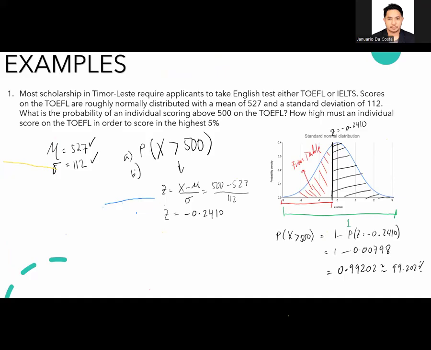99.202%. So to answer the question, what is the probability of an individual scoring above 500 on TOEFL? 99% probability, or 0.99. That's very, very likely that somebody will score above 500. So that's how you find that answer. This is answer number 1 for letter A.